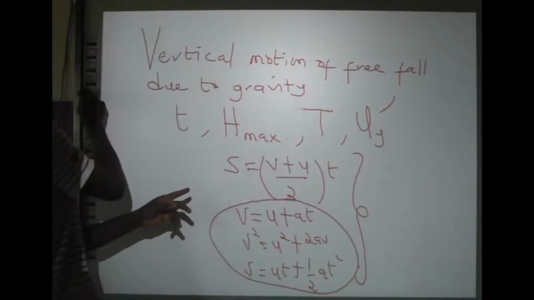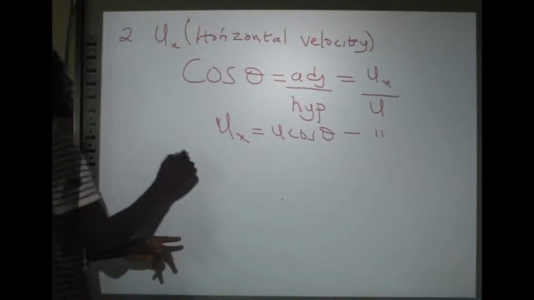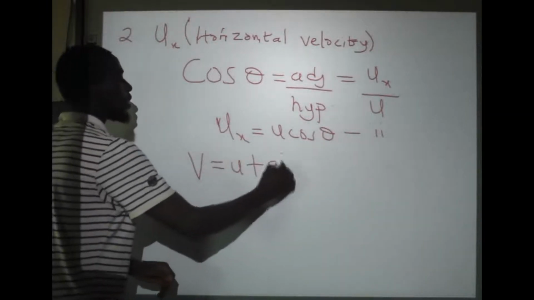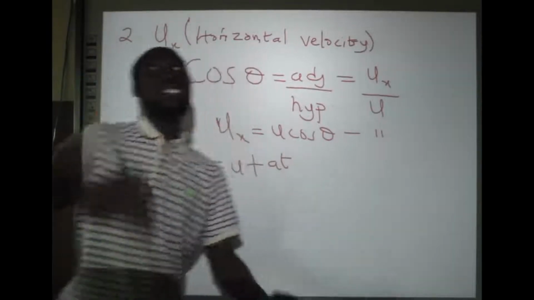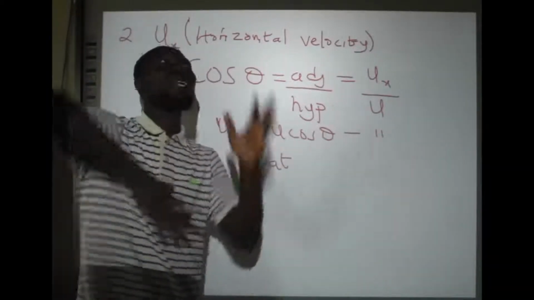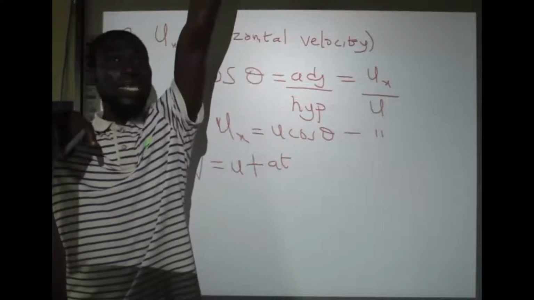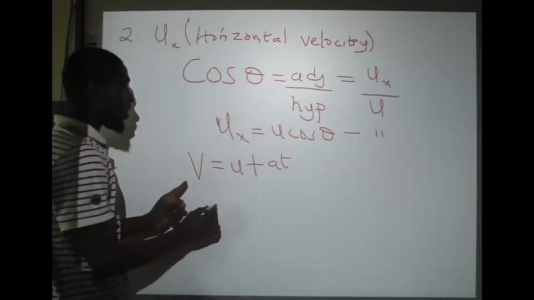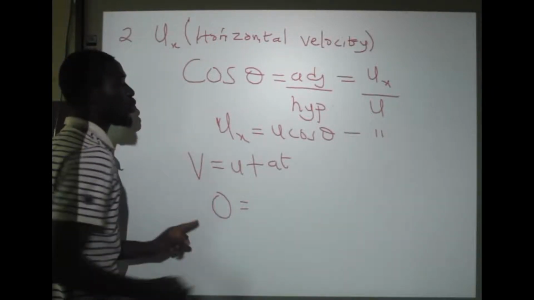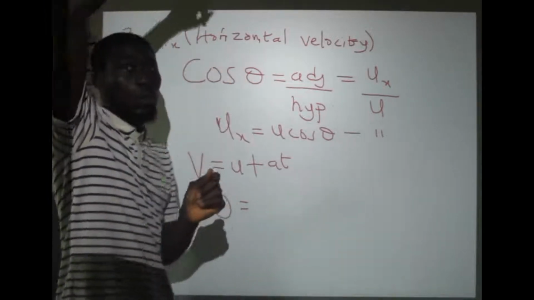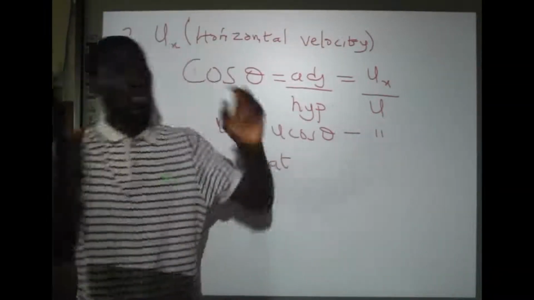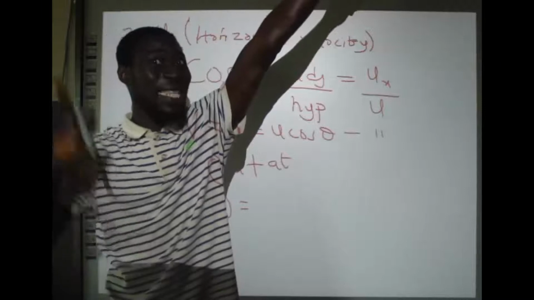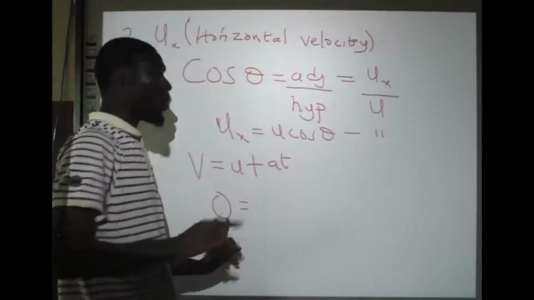Now the first equation of motion is expressed as V is equal to U plus AT. Don't forget, I told you that when you are talking about the vertical velocity, it implies that at the maximum height, the final velocity is 0. So in this case, our final velocity will be equal to 0. I'm talking of throwing an object up, not dropping an object from here. Because the object will go up, the velocity at the maximum height, as I taught you earlier in horizontal projectile, will be equal to 0.